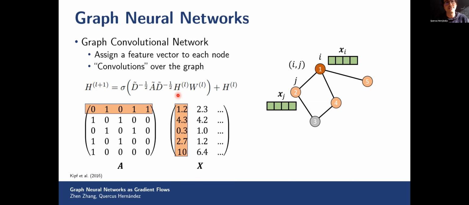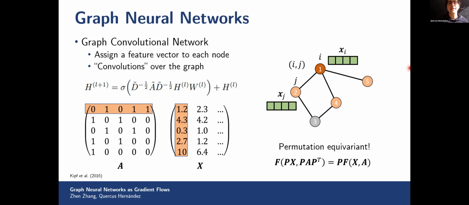Here it's H because it's a hidden layer. And the W is a weight matrix. So this is the learnable parameter. This is where the backpropagation rule is applied. And then once you have done this operation, you apply a nonlinear activation function, and you can add a residual connection here. Okay, so this is the simplest case of a graph neural network block.